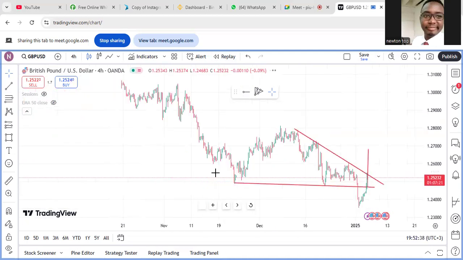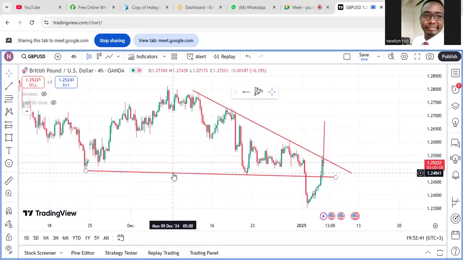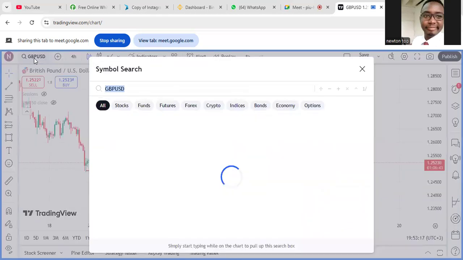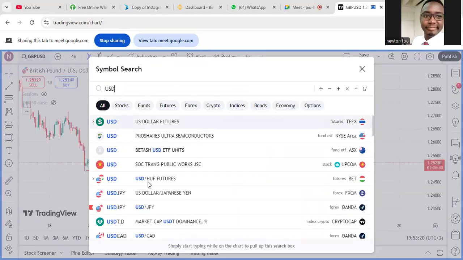Before we go to check the principles, maybe we can analyze a currency together. Which currency? Just say it on your chat box. Which currency can we analyze together? Can we check gold? Someone says USD JPY. Let's check USD JPY.